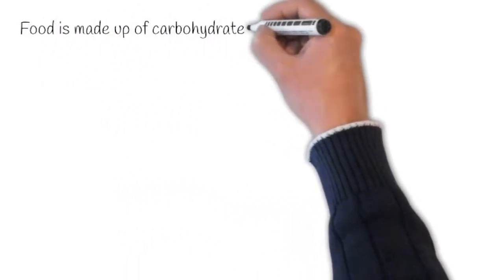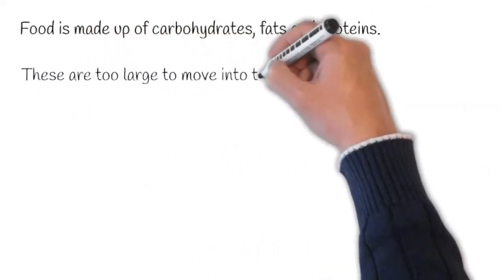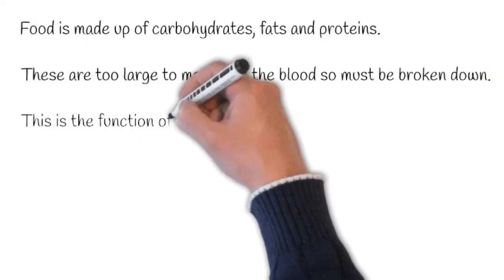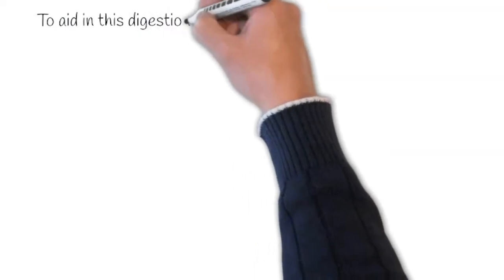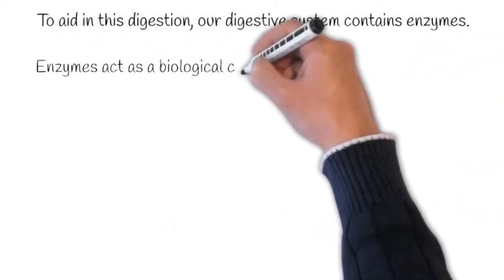Food is made up of carbohydrates, fats, and protein. These are too large to move into the blood, so must be broken down. This is the function of the digestive system. To aid in this digestion, our digestive system contains enzymes.